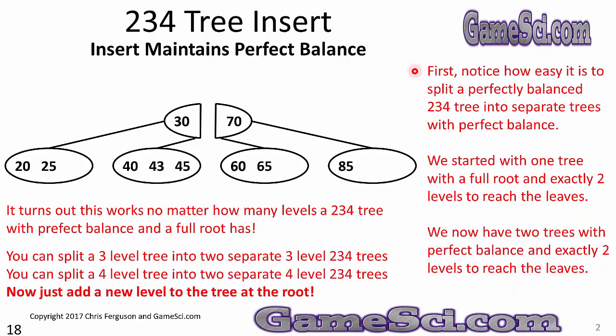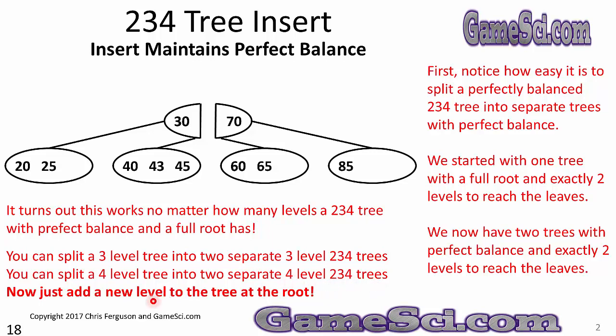First, I want you to notice how easy it is to split a perfectly balanced 2, 3, 4 tree into separate trees with perfect balance. We started with one tree with a full root node and exactly 2 levels to reach the leaves. We now have 2 separate trees, the one with the root of 70 and the one with the root of 30. It turns out this works no matter how many levels a 2, 3, 4 tree with perfect balance and a full root has. You can split a 3-level tree into 2 separate 3-level 2, 3, 4 trees. You can split a 4-level tree into 2 separate perfectly balanced 4-level 2, 3, 4 trees.